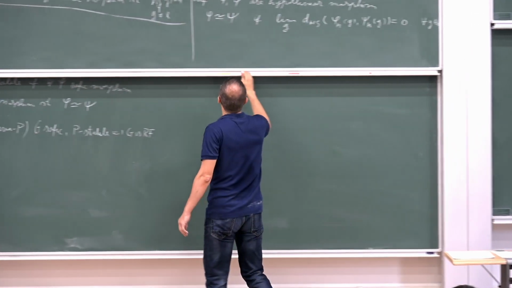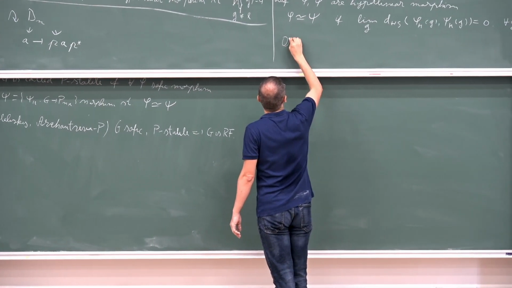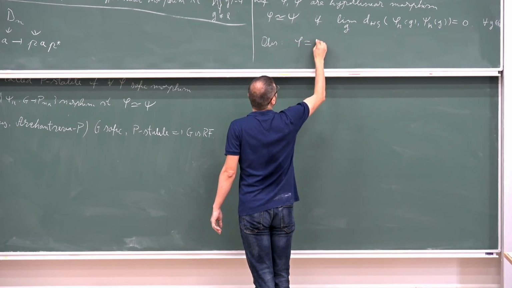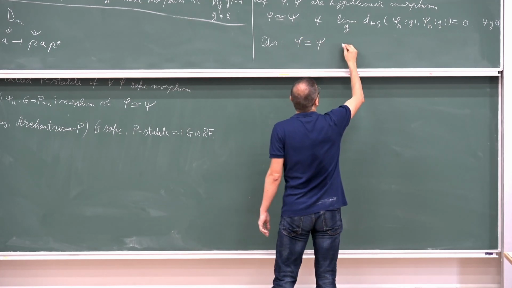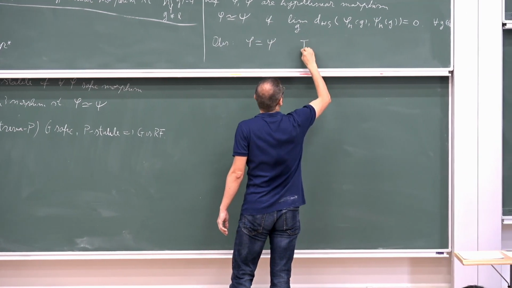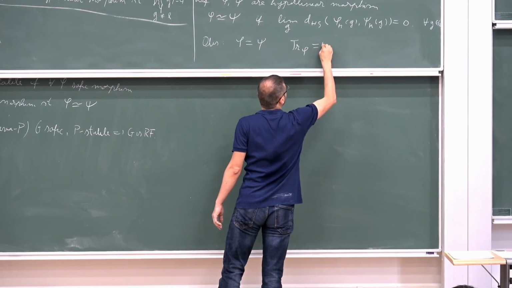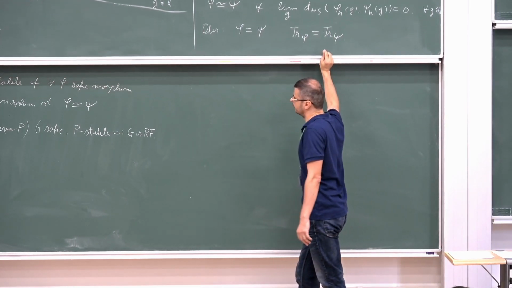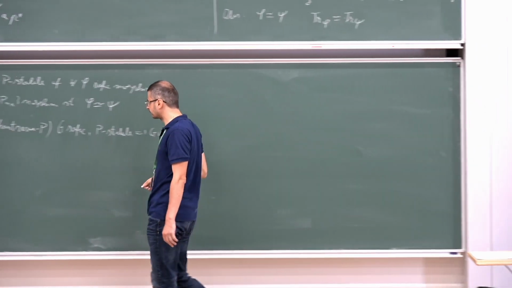Of course I didn't write the observation, but it's an easy observation that if you have two equivalent morphisms, take your favorite flavor of morphisms, then they have the same trace. That will be important later.